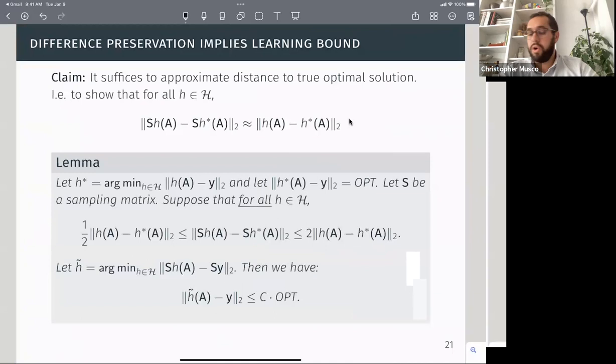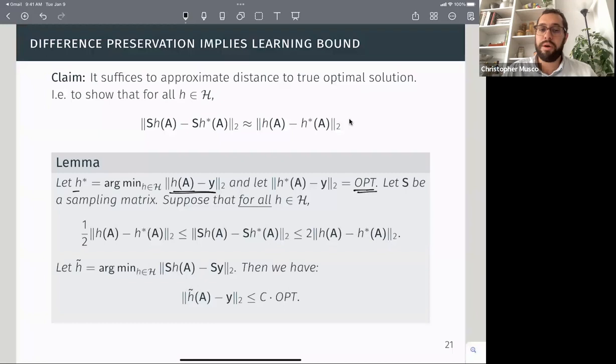Okay, so here's the claim. Let H star be the best function in your function class approximating Y. And for ease of notation, I'm going to call H star A minus Y opt. That's the best L2 error I could hope for. Let S be your sampling matrix. If we have that for all other hypotheses in my class, SHA minus SH star A is within a multiplicative constant factor, say 1/2 to 2, of HA minus H star A in the 2 norm, then H tilde, which is the minimum of my sampled problem, will satisfy H tilde A minus Y is less than a constant times opt, which is exactly what we want. That's the agnostic active learning guarantee, at least for a constant. I'm not going to show you how to do it for 1 plus epsilon.